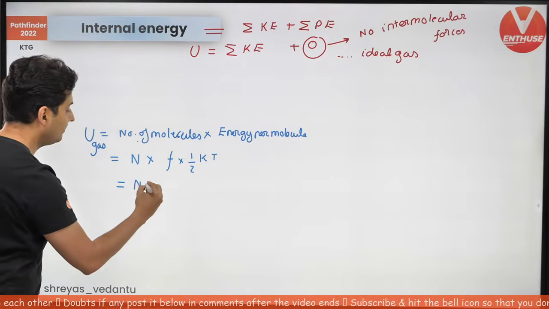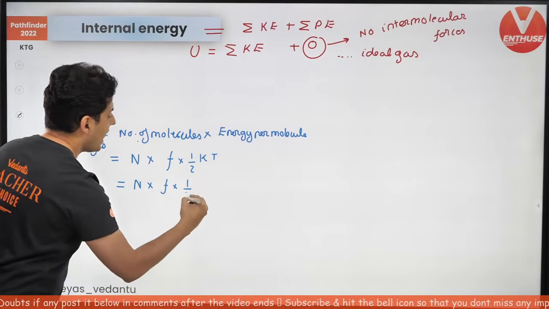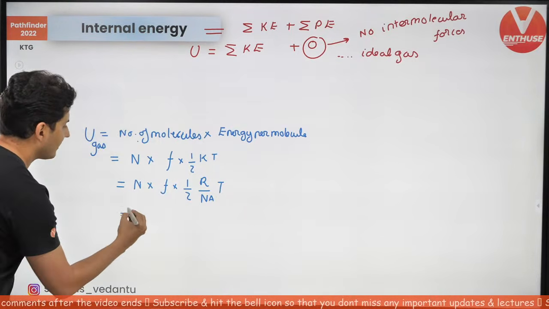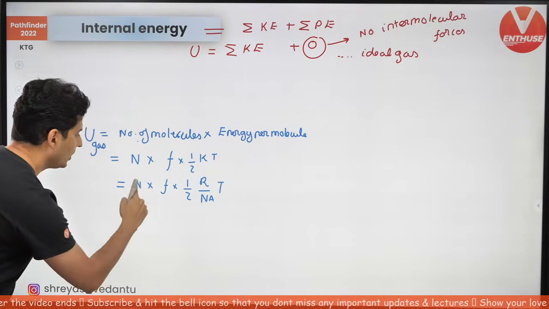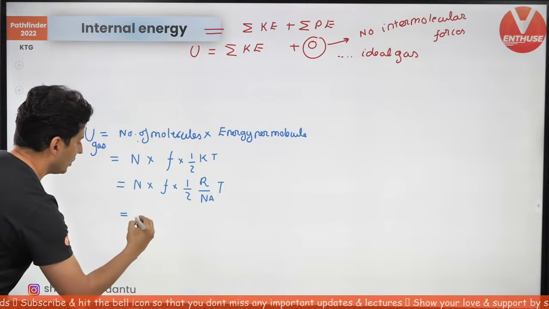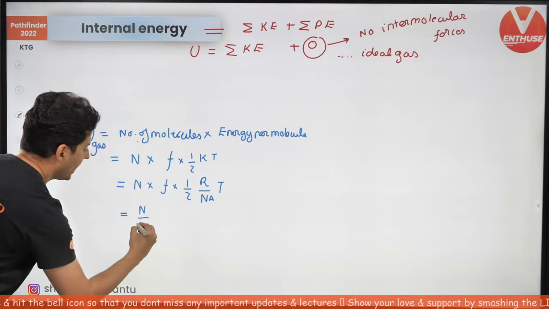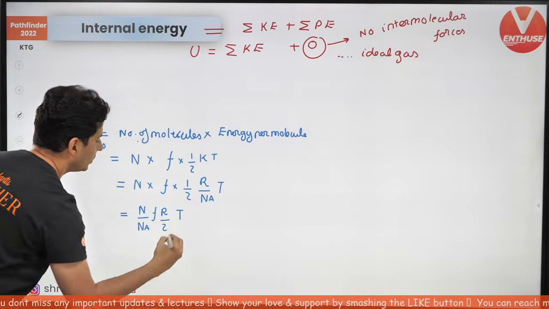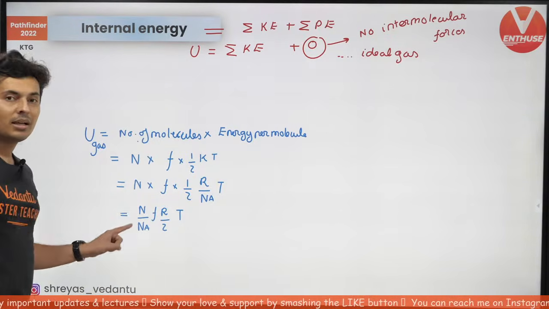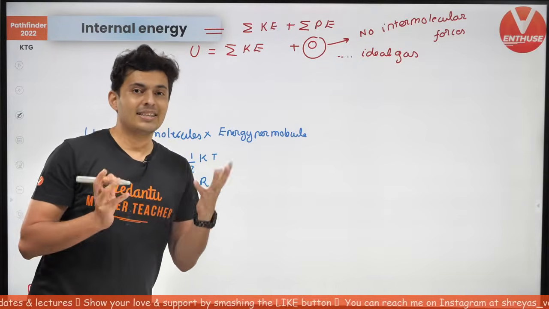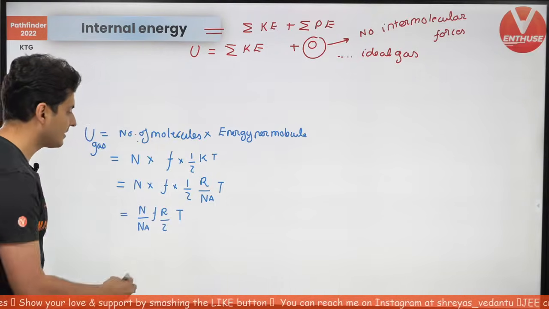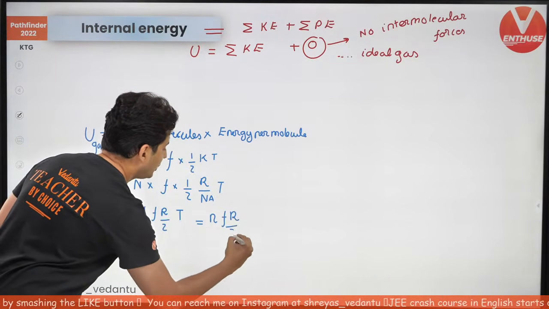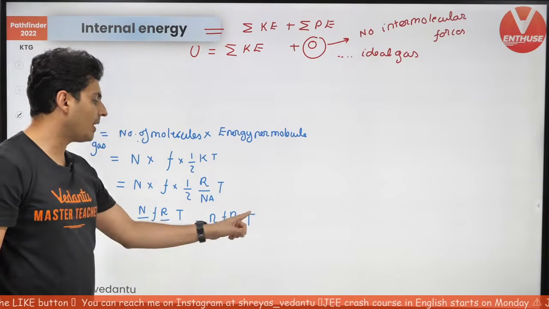Let's see what we get next. F is as it is, and this k I can write as R divided by Na, into T. Now let's rearrange this. I'm going to take this N over here. So I'm just going to get N by Na into F into R divided by 2 into T. What is N by Na? Number of molecules upon Avogadro's number. That's going to give you the number of moles of that gas, isn't it? So won't this be n F R by 2 into T?